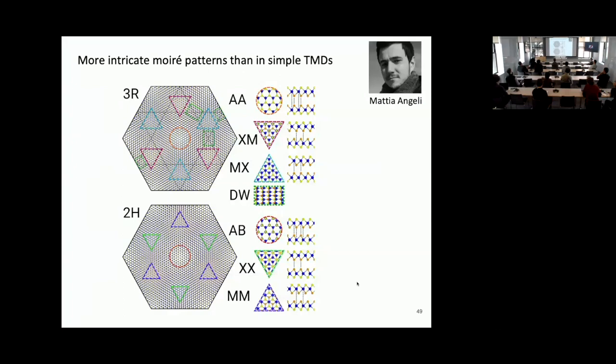stacking possibilities, many more interesting regions here, relaxations, AA regions, XM, MX, domain was AB, XX, and so on, depending on how you stack them, how you put them on top of each other, and the different overall arrangements called 3R and 2H. And this is work that my postdoc, Mattia Angeli, has done.